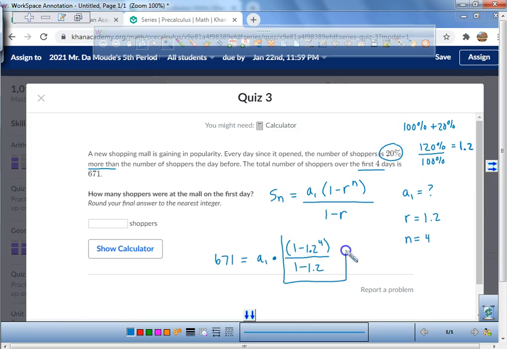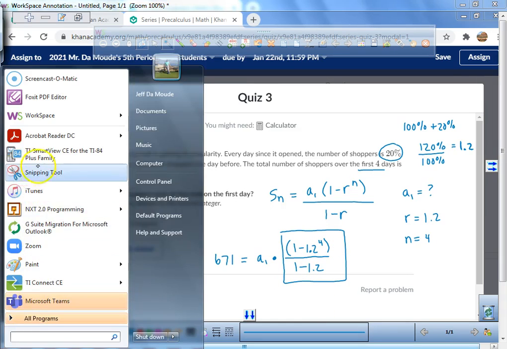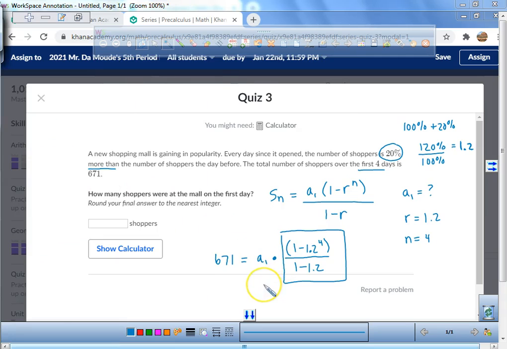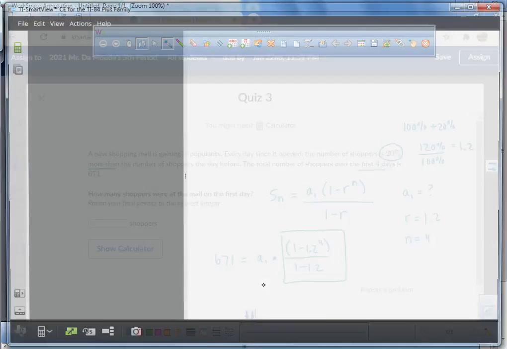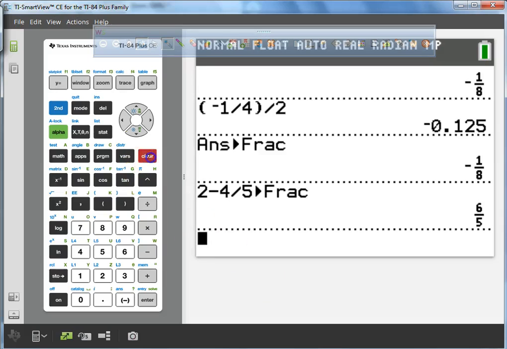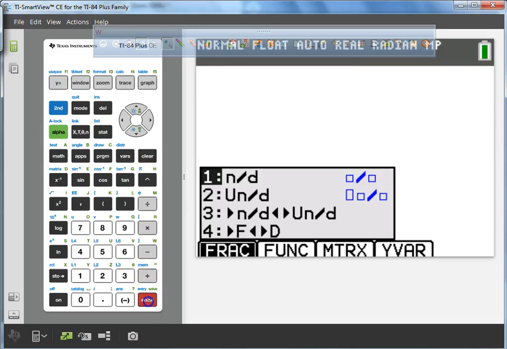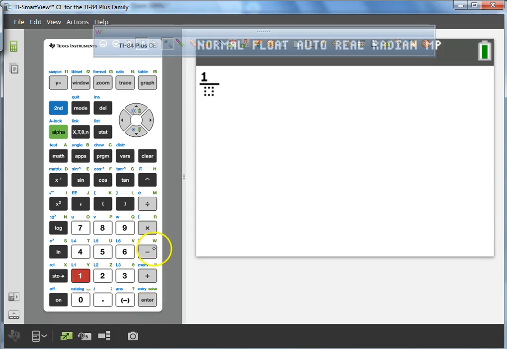So this is where calculators are very helpful. I can't do that in my head. So I got to go to my calculator. Come on, you emulator. All right, alpha y equals enter. I'm going to do 1 minus 1.2 raised to the power of 4 all over 1.2. Oh, no. My bad. 1 minus 1.2. It's always helpful to use the formula correctly.